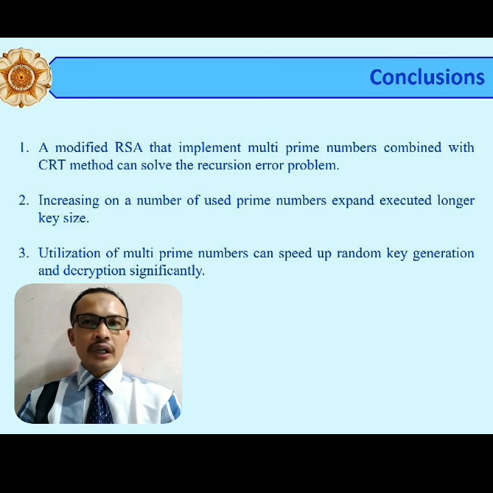From our presentation, we can conclude that a modified RSA implementation using multi-prime numbers combined with the Chinese remainder theorem method can solve the recursion error problem that we found in our Python 3 programming. Second, increasing the number of prime numbers used expands the executable case sizes. And third, the utilization of multi-prime numbers can speed up random key generation and decryption processing very significantly.